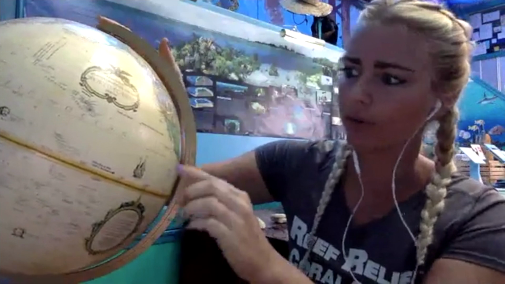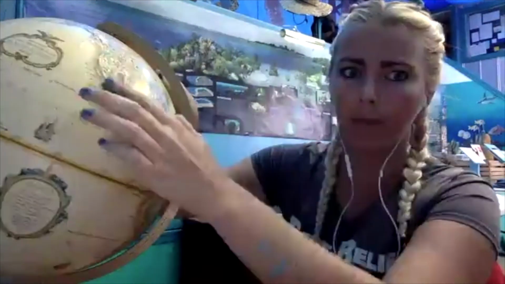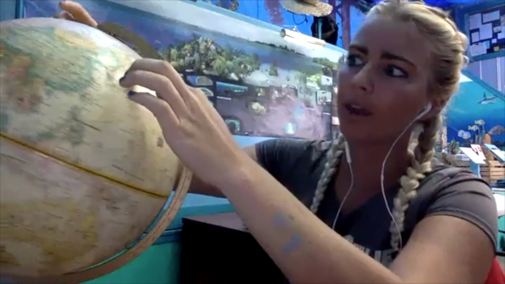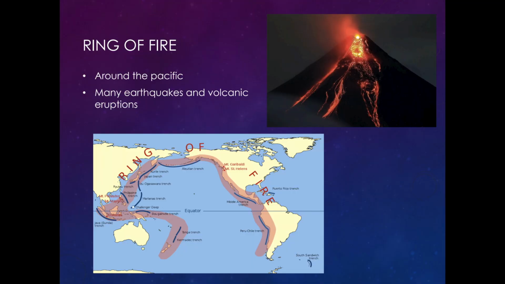Now, for those of you that live in the Pacific Ocean area, on the west coast of America all the way up, and on the east coast of Asia, you live in what we call the Ring of Fire. It goes all the way around the Pacific Ocean. The Ring of Fire is where the tectonic plates are really interacting, and that's where you have a lot more earthquakes and volcanoes.